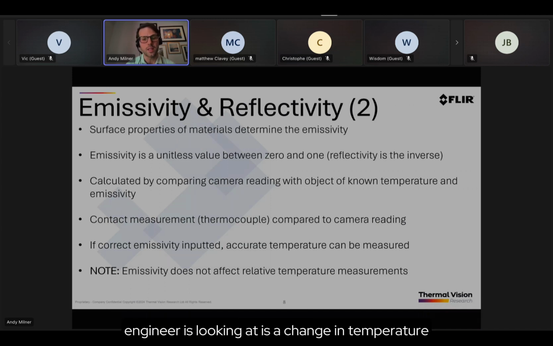I don't want to labour the point too much with emissivity, because in most applications, what the engineer is looking at is a change in temperature, so a relative change, or the difference between two areas. The emissivity does not affect these readings. So even if the emissivity is not correct and your temperature may be 2 or 3 degrees out in terms of absolute temperature, this won't affect relative temperature measurements. If you want to measure one spot in relation to another, the emissivity value won't affect that. You will still get accurate relative temperature measurements.